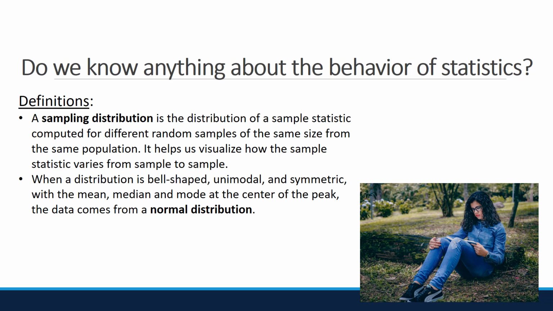When a distribution is bell-shaped, unimodal, and symmetric, with mean, median, and mode at the center of the peak, this data comes from a normal distribution.